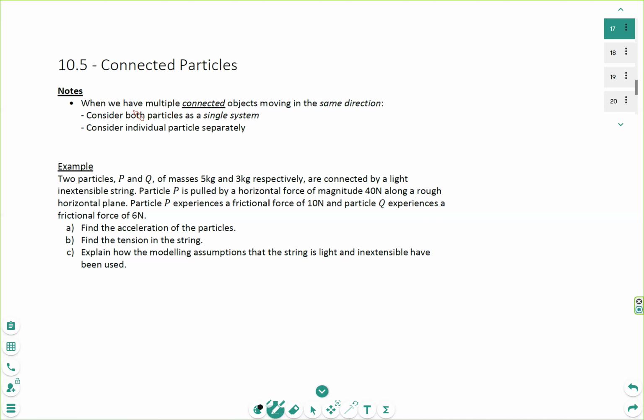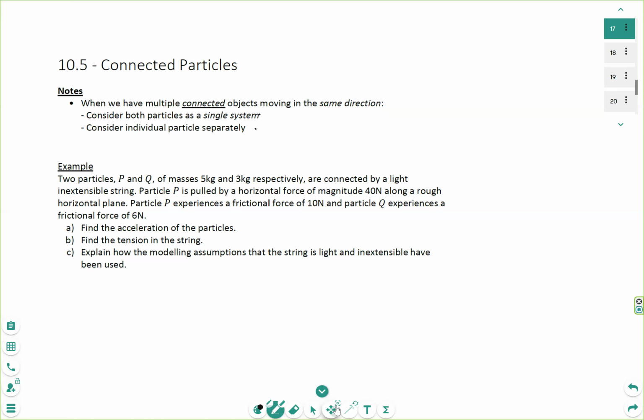When we have multiple connected objects moving in the same direction, that's this lesson. When we're moving in different directions, like a pulley, we'll look into that in 10.6. But this lesson, same direction. So what we need to do is, first, consider the particles as a single system together. Second, consider them separately. So it's two steps: step one, step two.